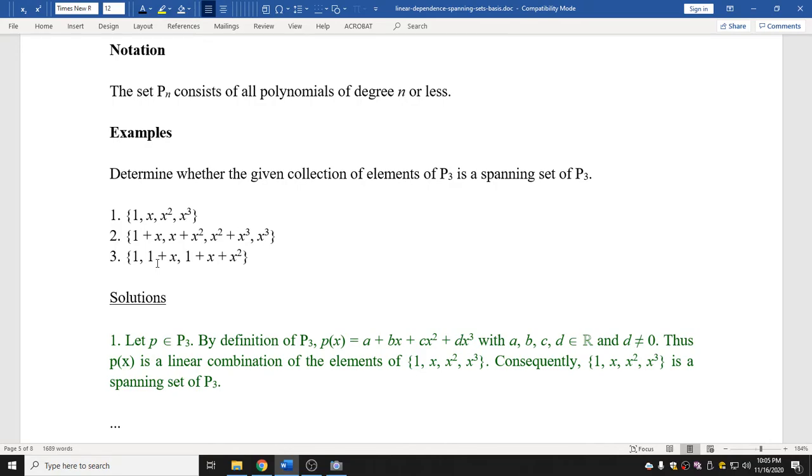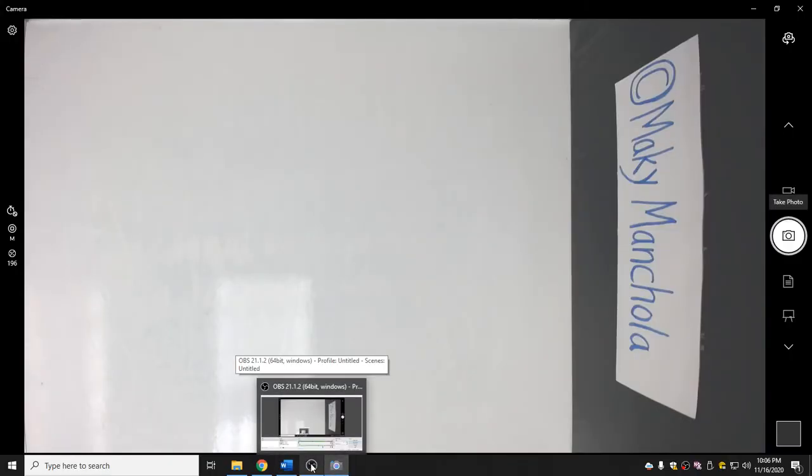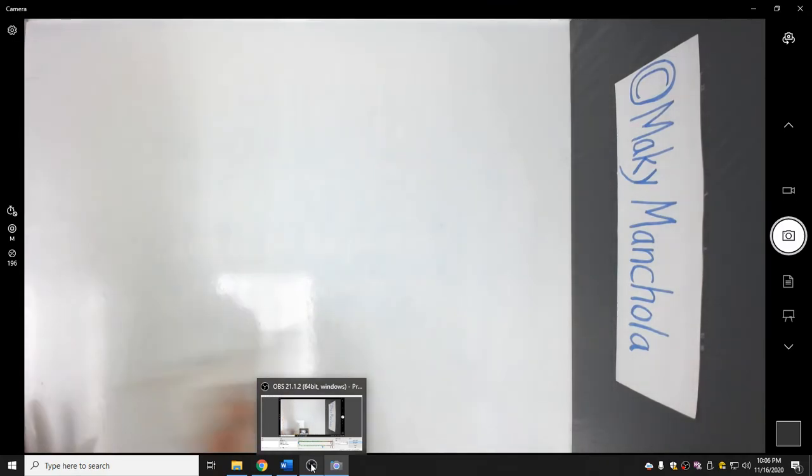So let's do number 1. Can we write a generic polynomial of P3 as a linear combination of 1, x, x squared, and x cubed? You might be thinking, the audience may be thinking, that that is easy to do. All you have to do is, when you write your generic polynomial in P3, just take its coefficients to be the scalars of the linear combination of your elements in the set. So let me switch to the camera, to the board, and pick a generic element of P3.